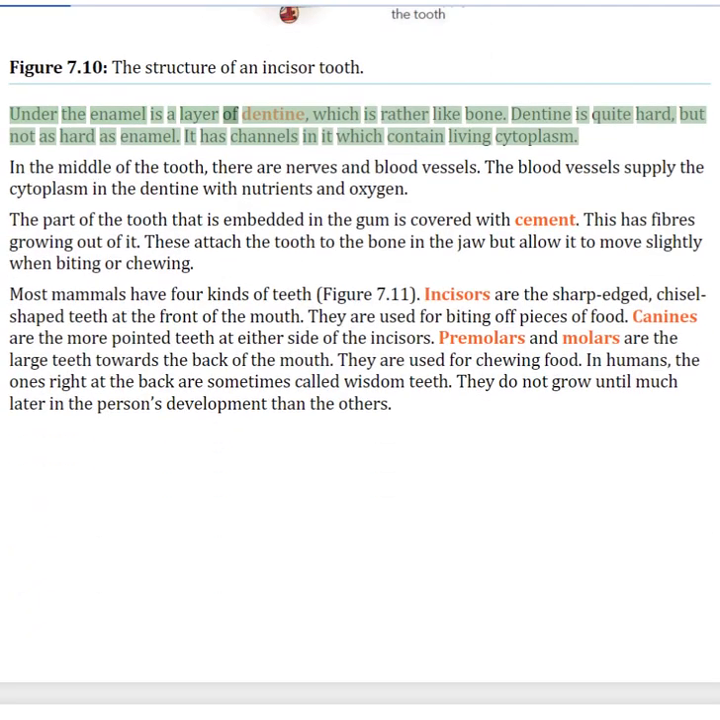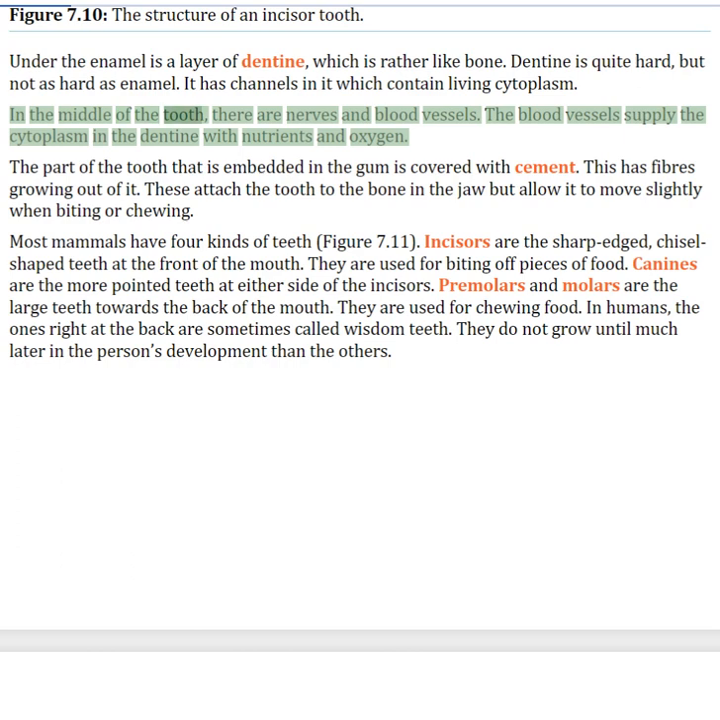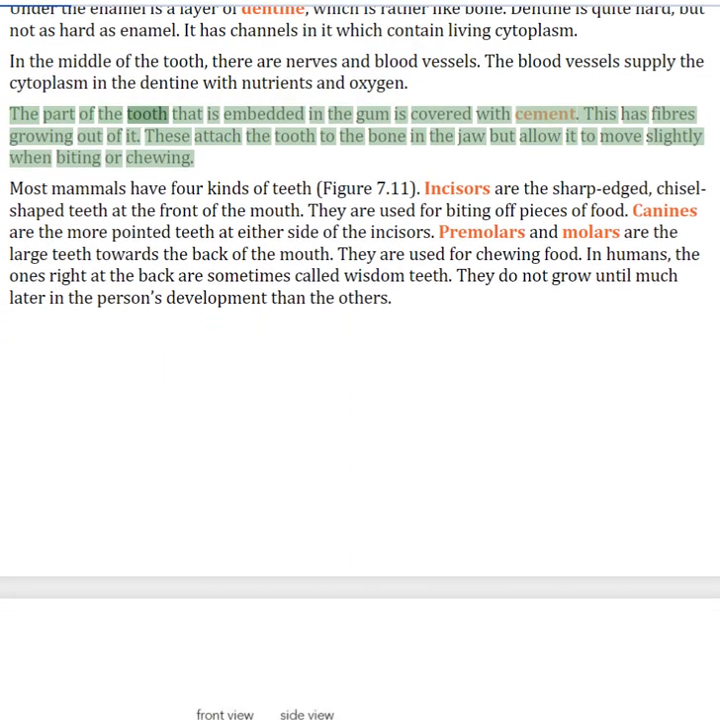Under the enamel is a layer of dentine, which is rather like bone. Dentine is quite hard, but not as hard as enamel. It has channels in it which contain living cytoplasm. In the middle of the tooth, there are nerves and blood vessels. The blood vessels supply the cytoplasm in the dentine with nutrients and oxygen. The part of the tooth that is embedded in the gum is covered with cement. This has fibers growing out of it. These attach the tooth to the bone in the jaw, but allow it to move slightly when biting or chewing.